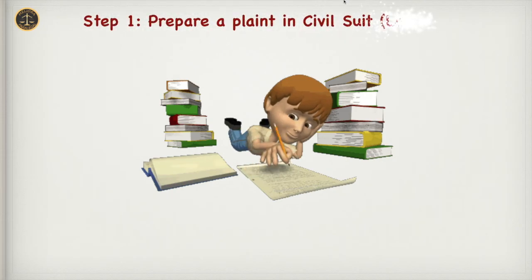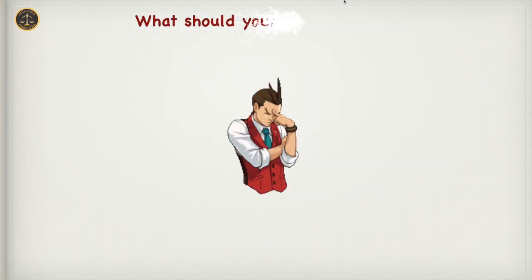Prepare a plaint in a civil suit, that is, a lawsuit. The first step is preparing a plaint against the incident or claim that you want to make. Now the next question is, what should your plaint contain? Your plaint must be written directly and in simple language.